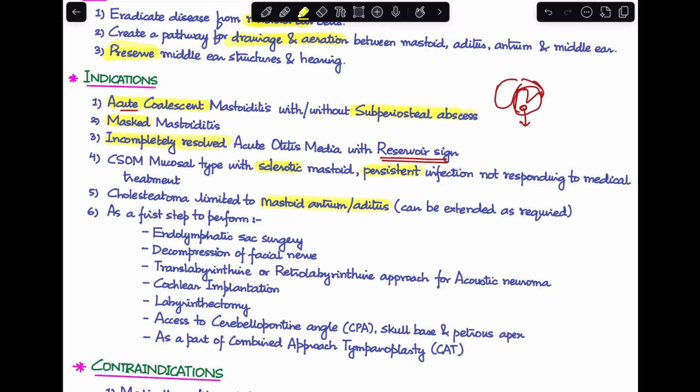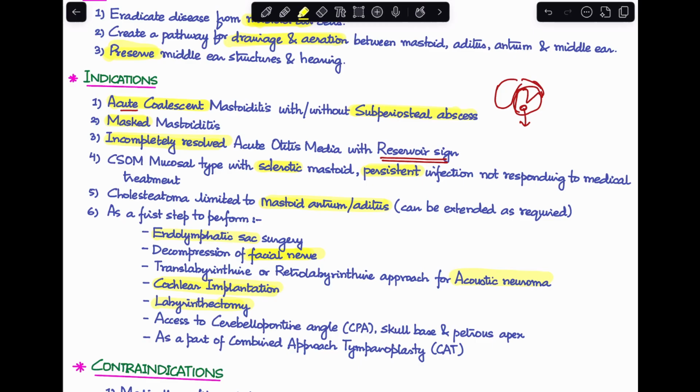Lastly, the next set of indications is when it is performed as an initial step to another surgery. For example, it is an initial step to endolymphatic sac surgery or for decompression of facial nerve, or it could be for surgeries of acoustic neuroma in cases of translabyrinthine or retrolabyrinthine approach. It is also a part of the cochlear implantation surgery, or it can also be used for access to the inner ear to perform labyrinthectomy.